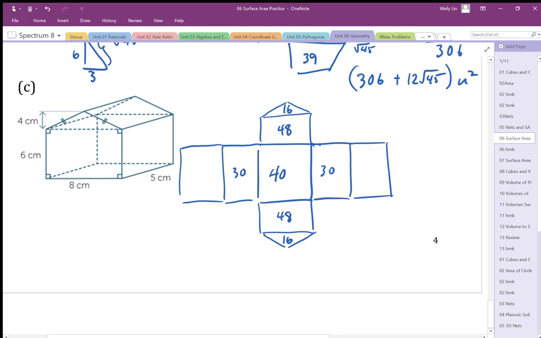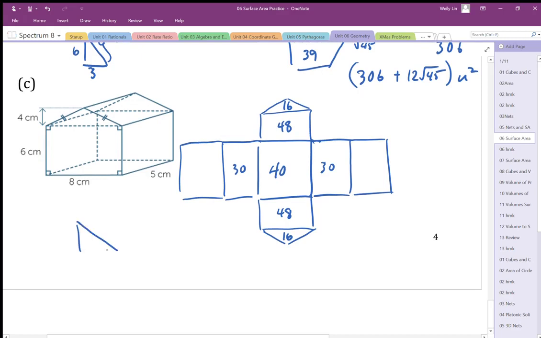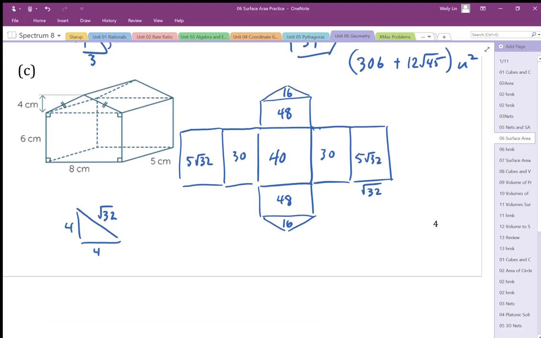The last step then is, I know that this triangle here, it doesn't look proportional, but it's a 4 high, 4 wide triangle. So 16 plus 16 gives me square root 32. So this edge here is square root 32. Again, you can work out the decimal value if you like, but I encourage you guys to start using these exact values. This edge here was 5, so this is going to be 5 root 32. Add up all those parts.